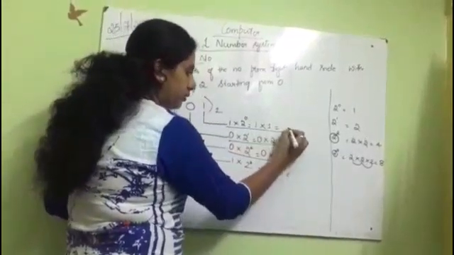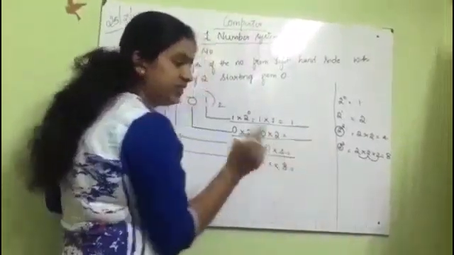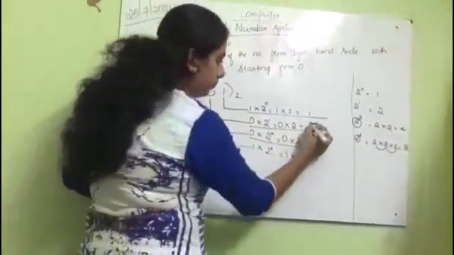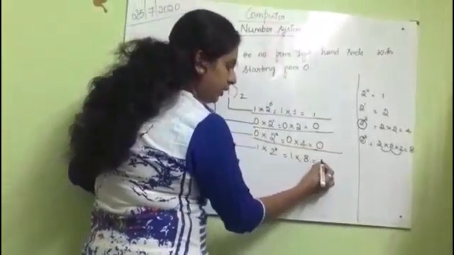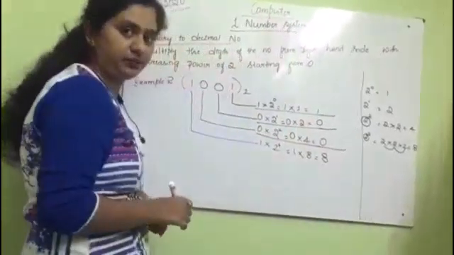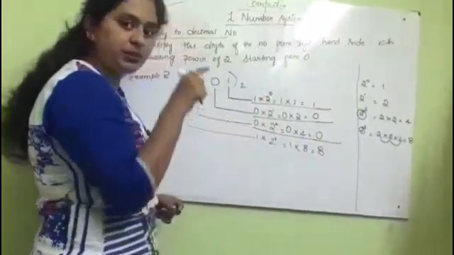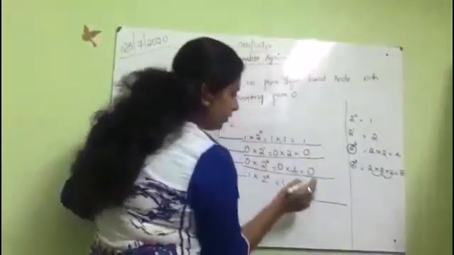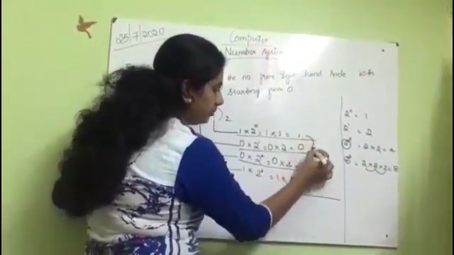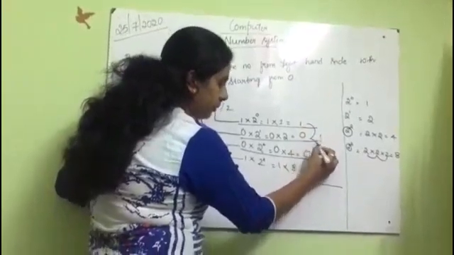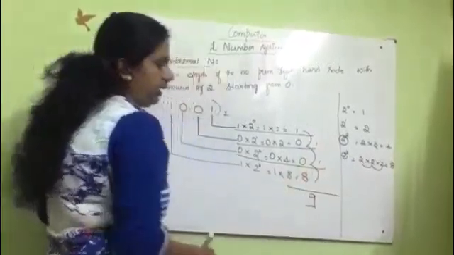1 into 1, 1. 0 into 2, anything multiplied with 0 will be 0. 0 into 4, 0. 1 into 8, it is 8. Got it? Next, last, the final values, you should sum the final values. So, 1 plus 0, 1. The value will be 1 here.